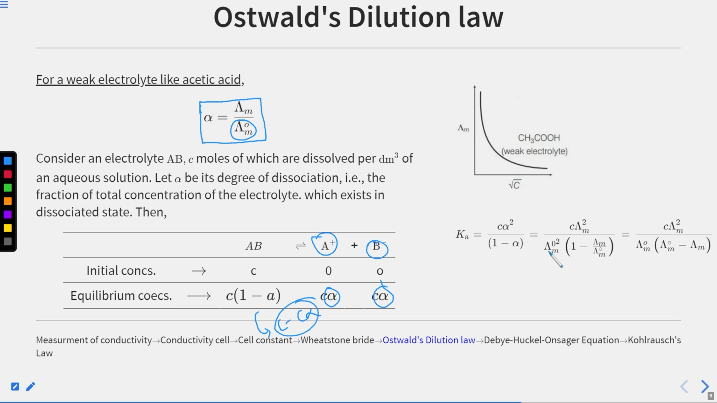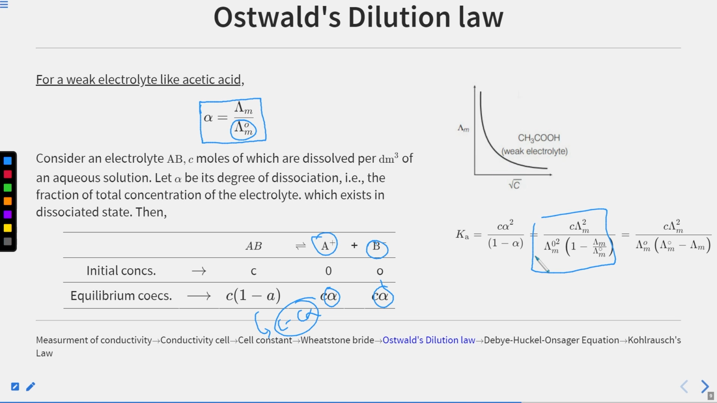If you want, you can evaluate it yourself. You will get the same thing. So you can see here we have lambda square m by lambda naught square m. So we are basically putting lambda m by lambda naught m in place of alpha. Similarly, we have alpha here. We put this again, so we'll get lambda m by lambda naught m. Now we'll multiply lambda naught m on both sides, and this lambda naught m will get cancelled and the square will be cancelled out. We are again left with C lambda square by lambda naught m, lambda naught m minus lambda m. So this equation is very important to calculate Ka here.